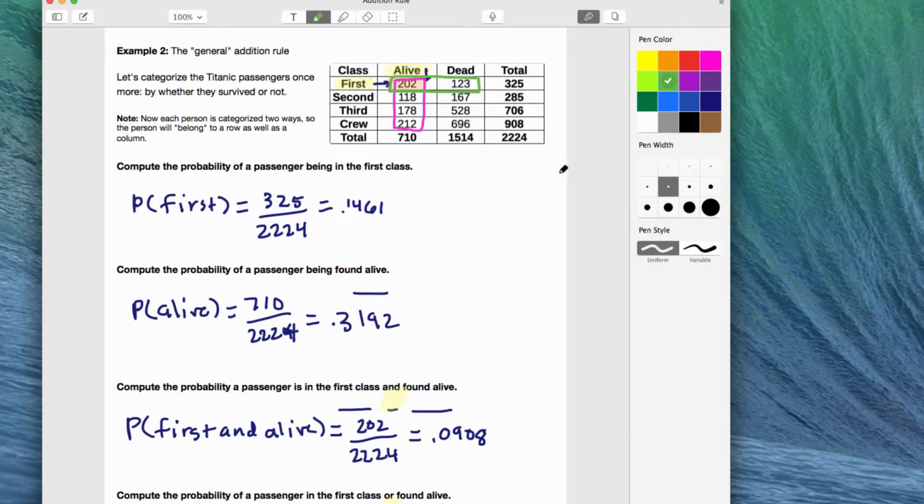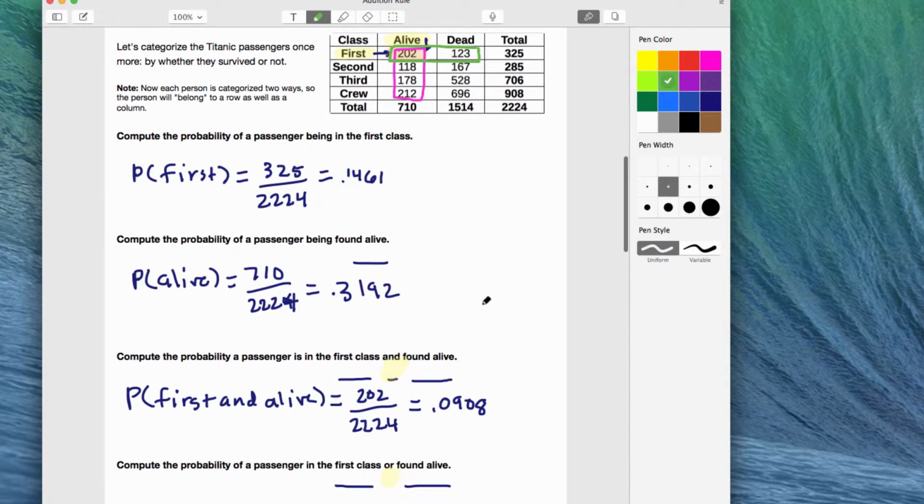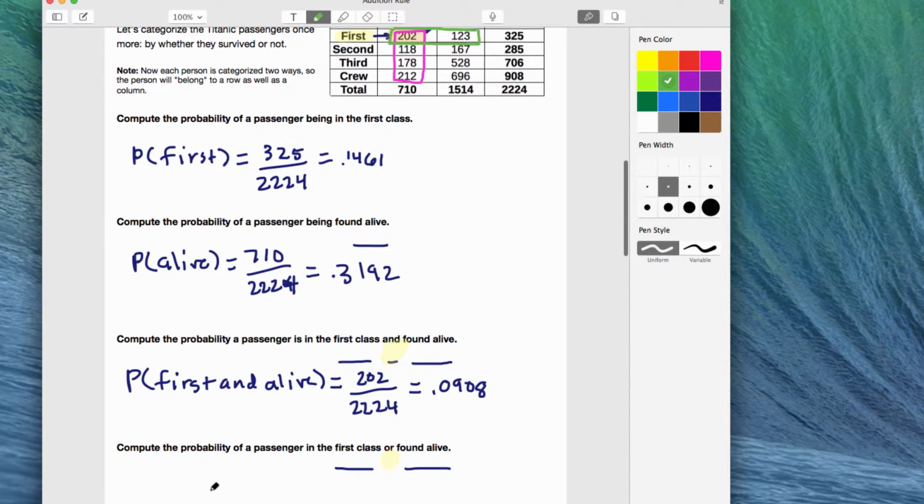All right. Finally have the people who are in first class, the people who are alive, all accounted for. And if I want to find the probability that someone is alive or in the first class, I can just add up all those numbers. So the probability that someone is in first class or alive, I'm just going to add up all of those numbers that I boxed up.